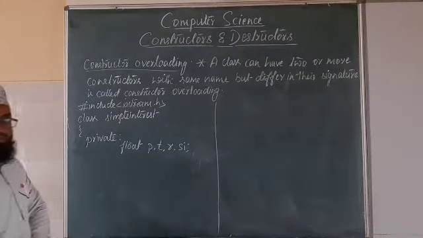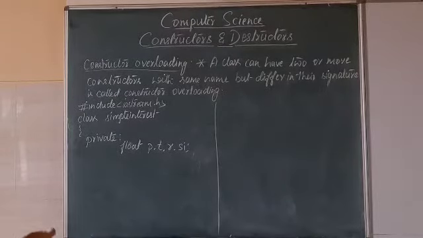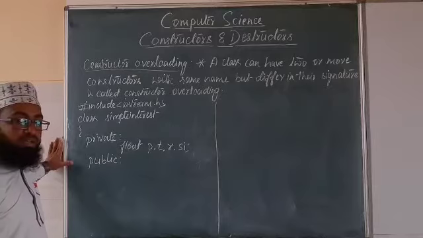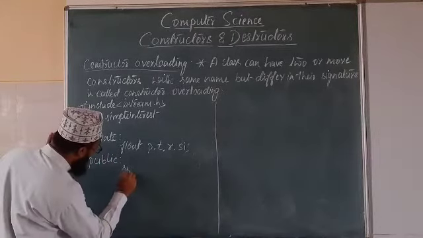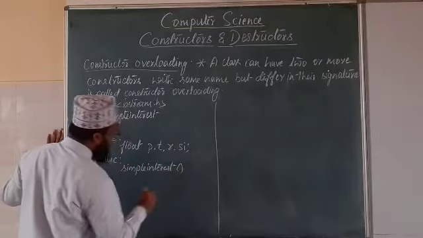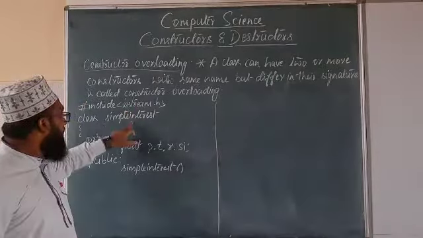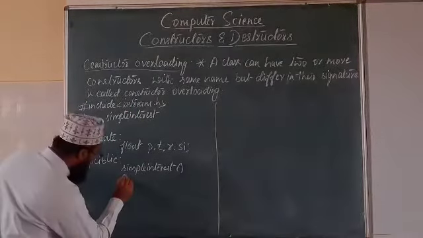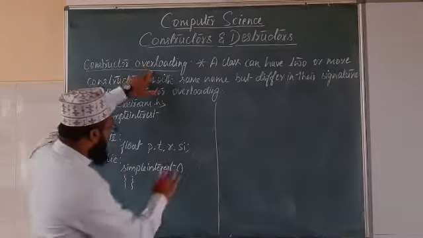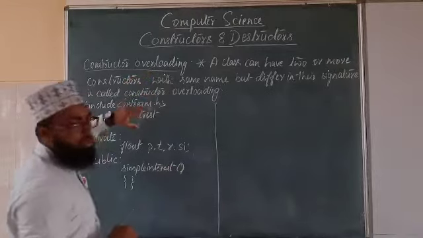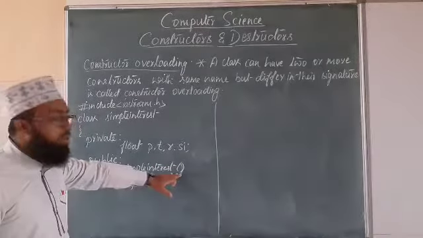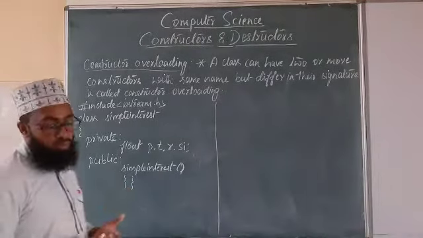After private, we take public. Here we need to define the default constructor, that is simple interest. What is the rule of the default constructor? The name of the class should be the constructor name. After the default constructor we use braces. Then now we have to do constructor overloading. Write this clearly. We overload the same constructor with a different argument list. Here no argument list, but here we need to give some arguments for overloading of the constructor.